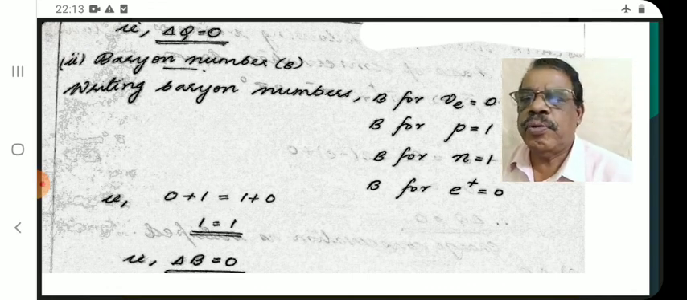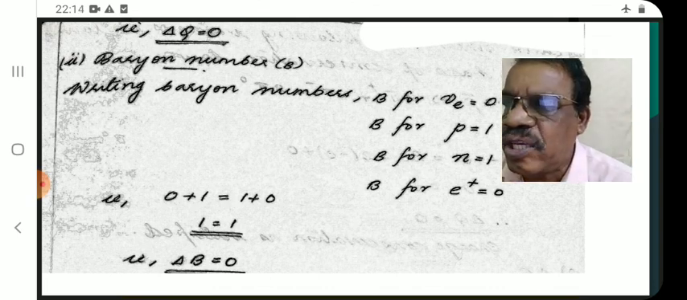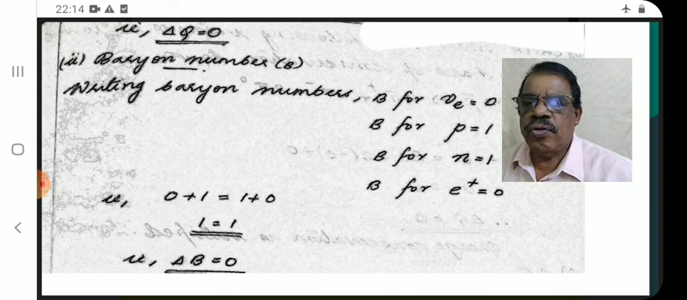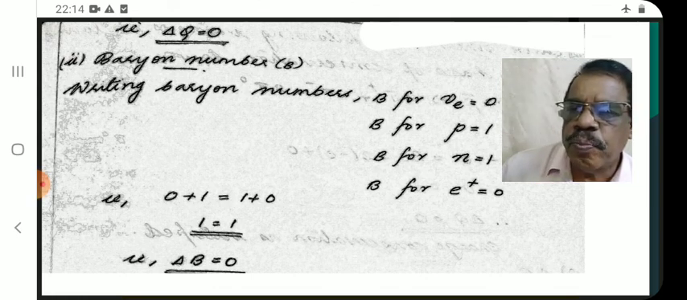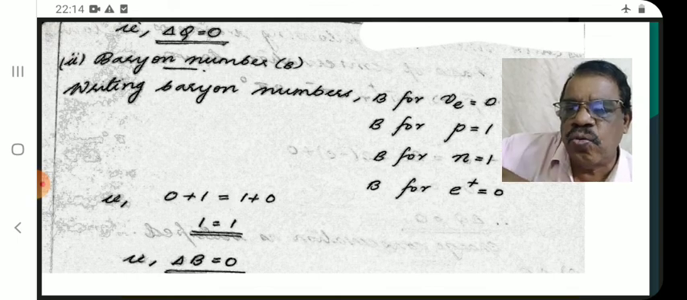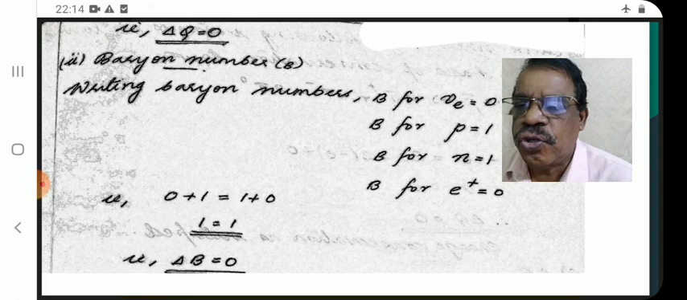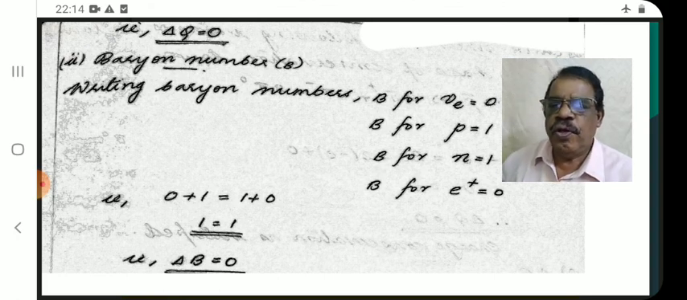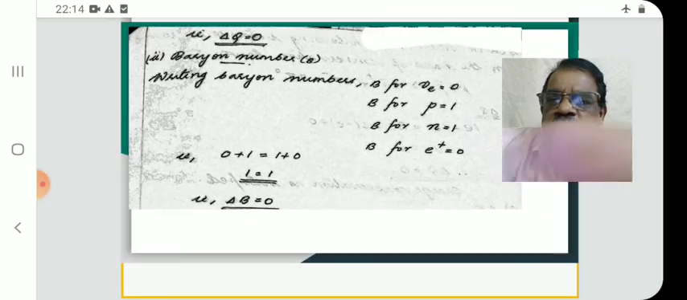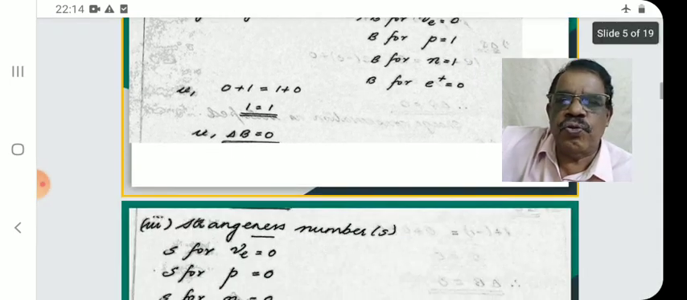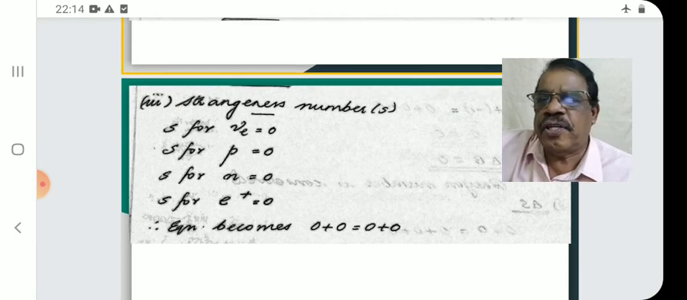So when we put the baryon numbers in the respective places of the above equation, we get 0 plus 1 equal to 1 plus 0. 0 plus 1 equal to 1 plus 0, that is 1 is 1. If you take 1 to the opposite side, it is 0, delta B equal to 0. The baryon number is conserved. The charge is conserved and the baryon number is also conserved in the above nuclear interaction.